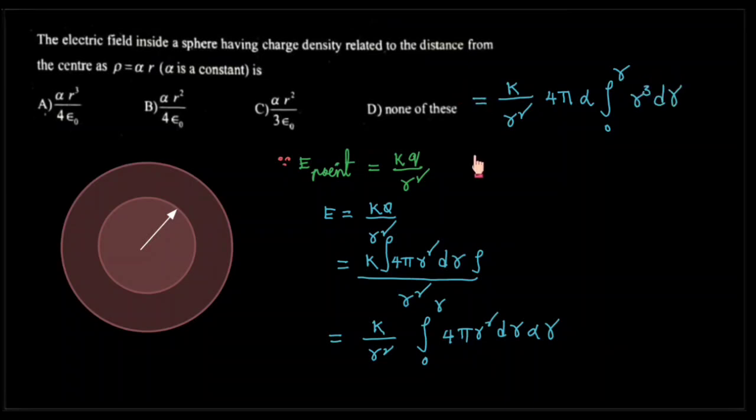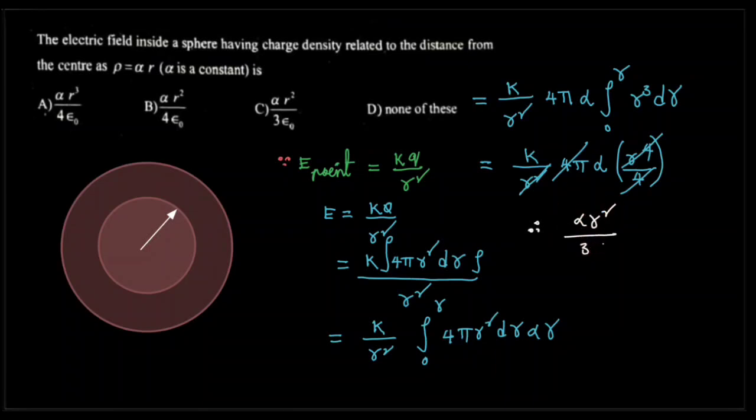So that will be equal to what? k by r square, 4 π alpha, into r power 4 by 4, right? So this 4 and this 4 get cancelled, and this r square and this r square get cancelled, right? Therefore, what is left now? The answer is: this k can be written as 1 by 4 pi epsilon naught, pi gets cancelled. Therefore the answer will be alpha r square by 3 epsilon naught, right?